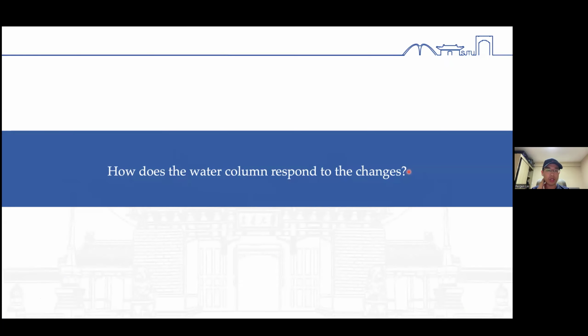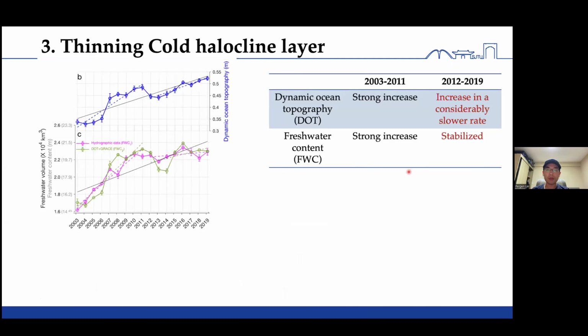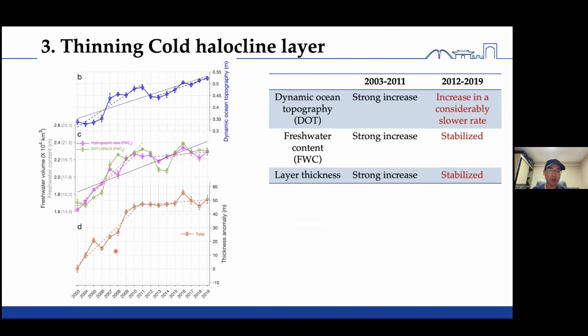And we want to address the second question, which is how does the water column respond to the changes? Okay, so now let's return to the time series I showed you before above, and now I added one more time series, which is the thickness anomaly referencing the first year. So it's more like a thickness of the upper layer.